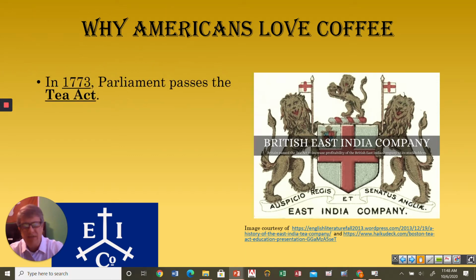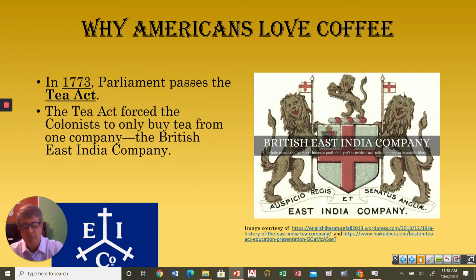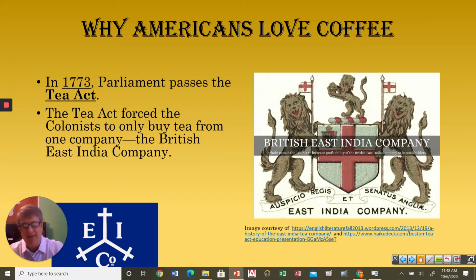Okay, in 1773, Parliament passes the Tea Act. Now, remember, the Boston Massacre had been in 1770. We're jumping ahead 3 years. Parliament passes what's called the Tea Act. And the Tea Act forced the colonists to only buy tea from one company, the British East India Company.